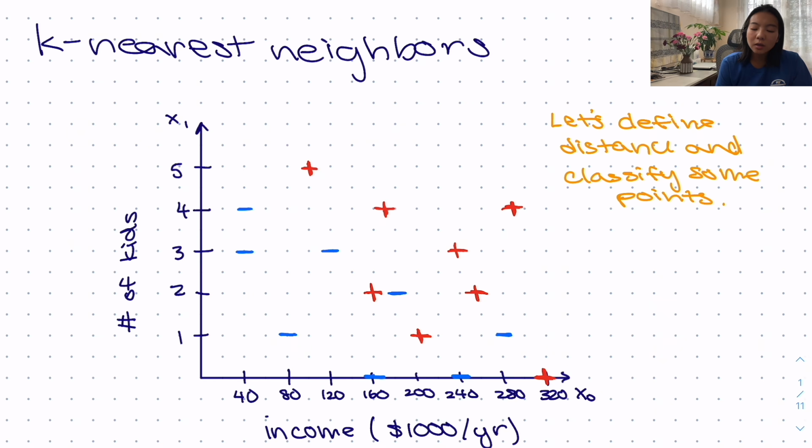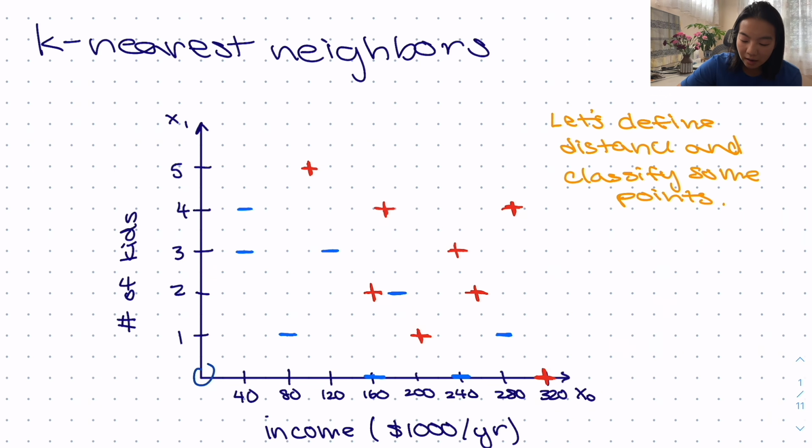Okay, so here I've already drawn a plot. On the y-axis, I have the number of kids that a family might have, and then on the x-axis, I have their income in terms of thousands per year. So, if someone's making 40,000 a year, that's where this would be. And if somebody's making 320, that's where that would be. Somebody has 0 kids, it'd be somewhere along this axis. Somebody has 5, it'd be somewhere over here, okay?